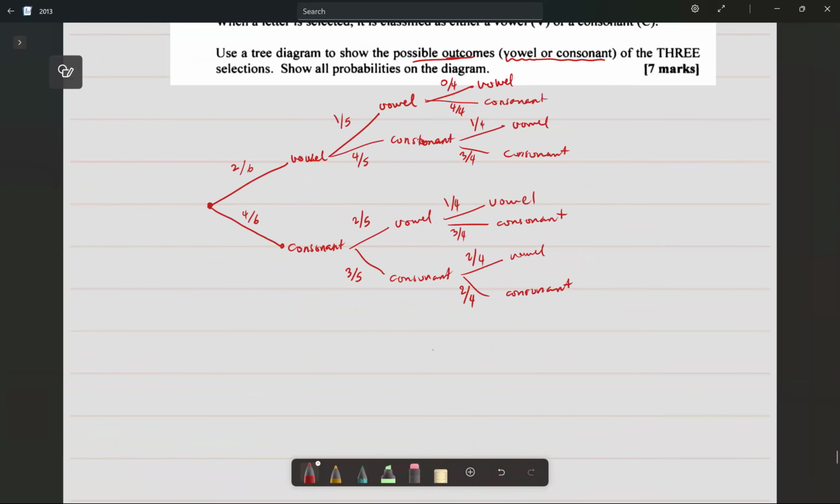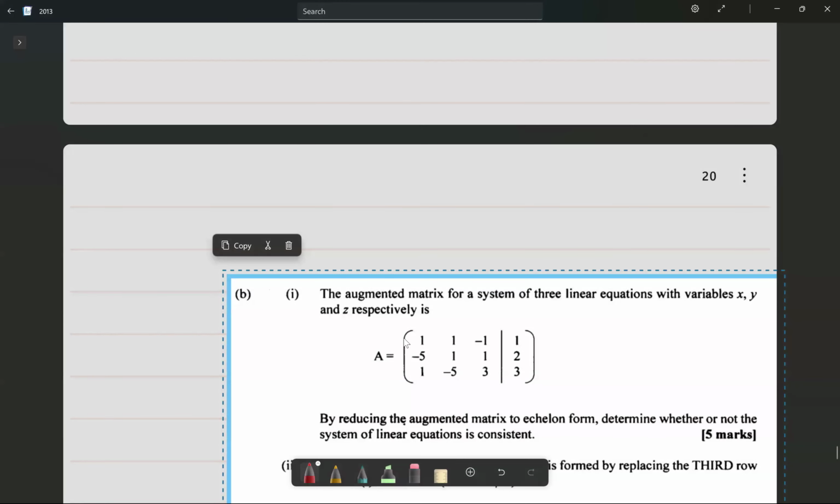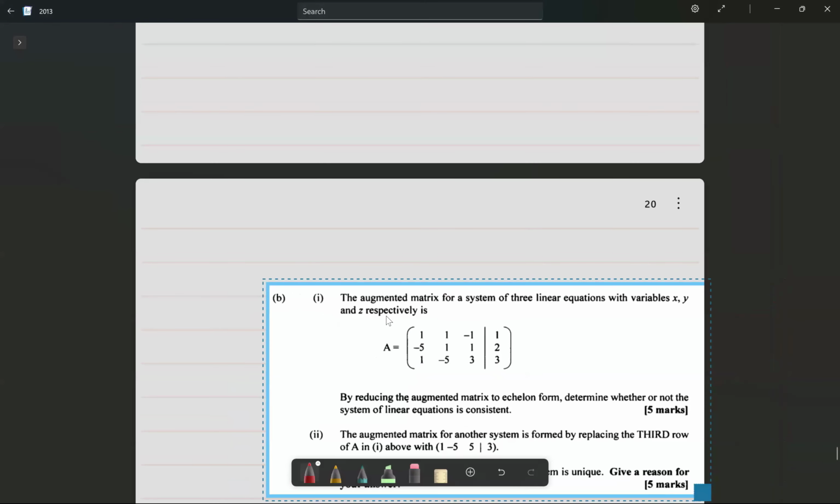Thank you. Okay, so the next question now. Okay, so B now asked about linear equations and augmented matrices. Okay. Matrices. It's asking, why is this thing not chugging where it needs to be chugged?